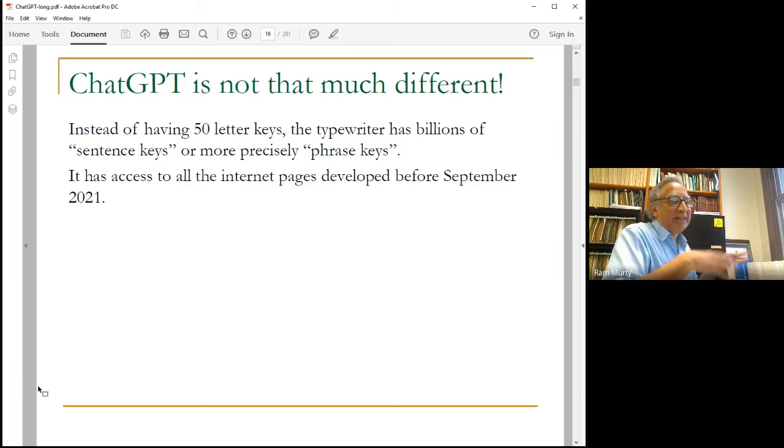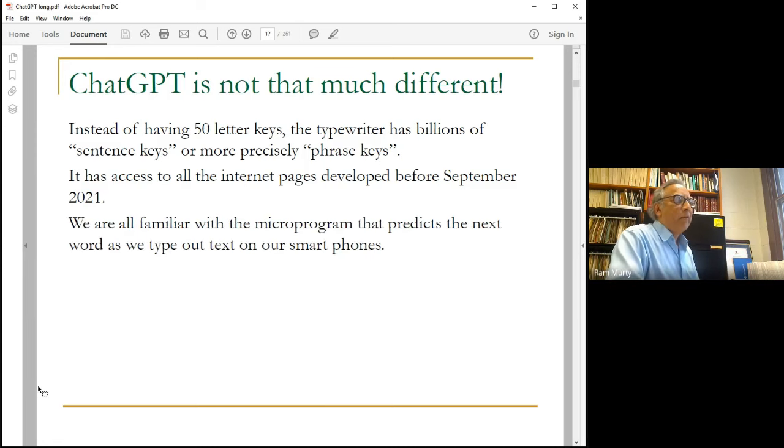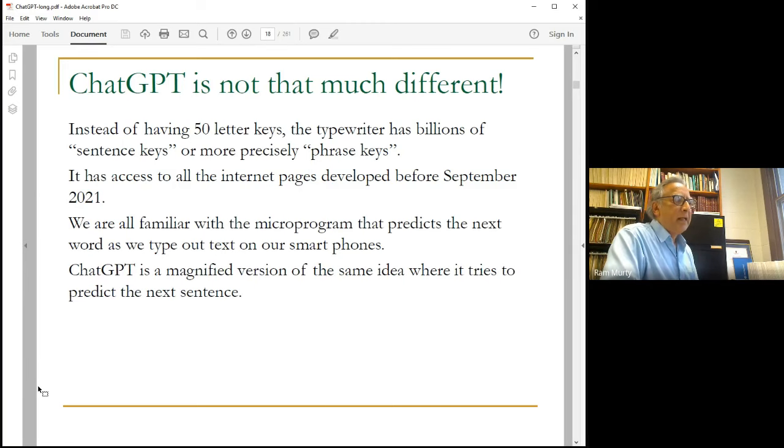And even if it types things in a random sort of way, the sentences will make sense. But what we want is the sentences to make coherent sense. So you're not going to pick the next sentence in a random sort of way. We're all familiar with the micro program that predicts the next word as we type our text on our smartphones. All of you have smartphones. And as you're trying to type some text, the smartphone is already predicting your next word. And how is it doing that? Well, it's got the database of what comes after. ChatGPT is a magnified version of the same idea, where it tries to predict not the next word, but the next sentence.